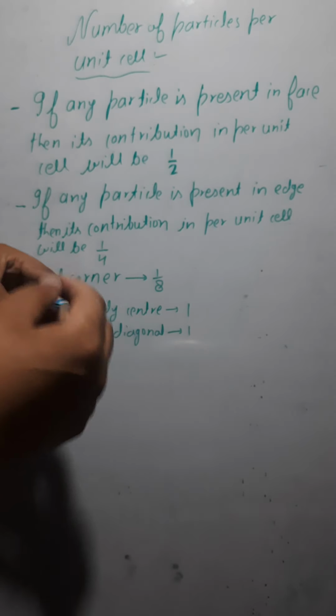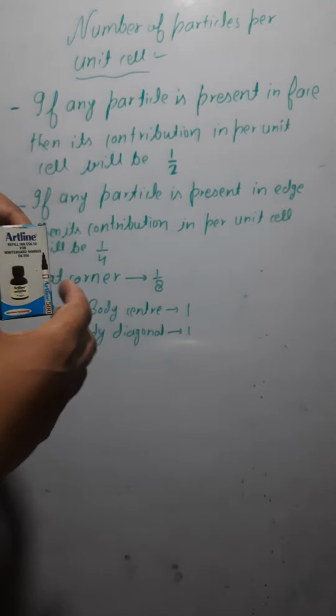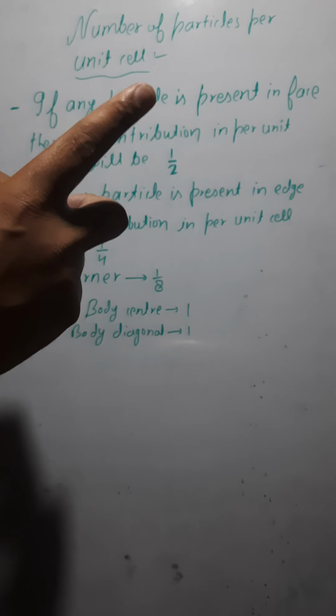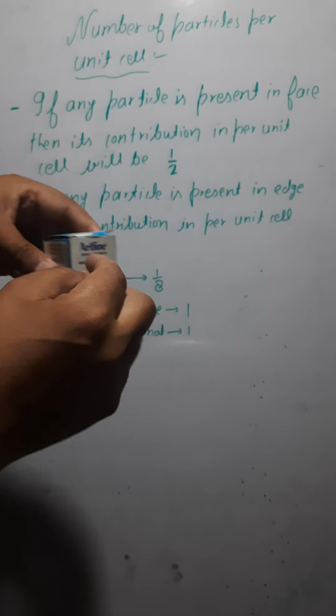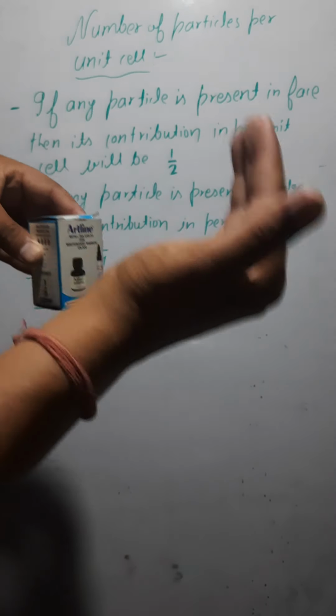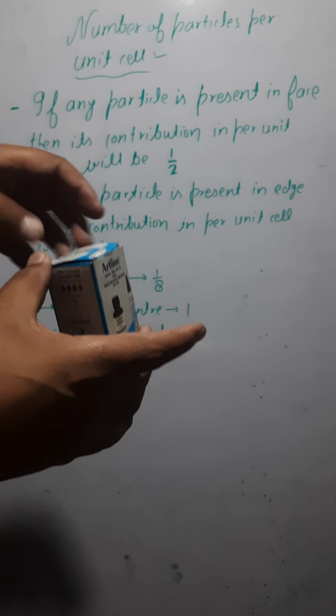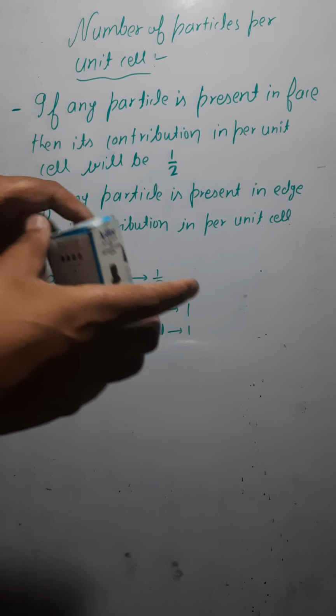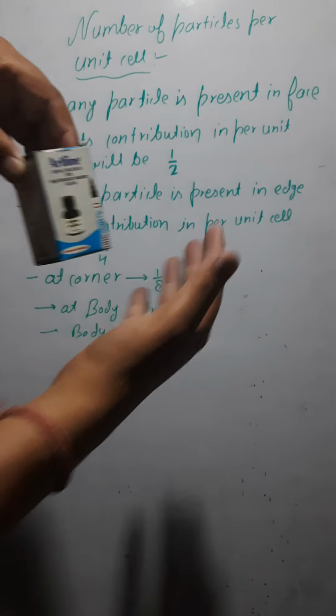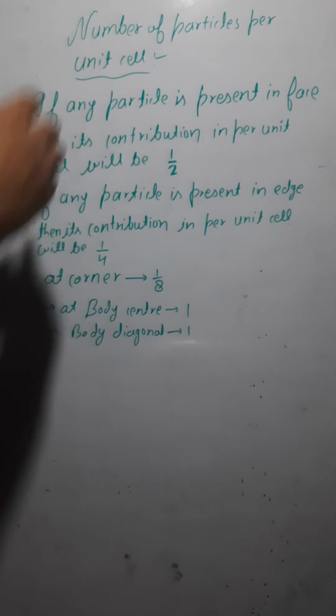1/8. Similarly, if the particle is at the body center, meaning inside, its contribution would be 1, because it is not going to contribute to any other unit cell. Similarly, if the particle is on the body diagonal, which is again inside, its contribution to each unit cell would again be 1. So note that down.